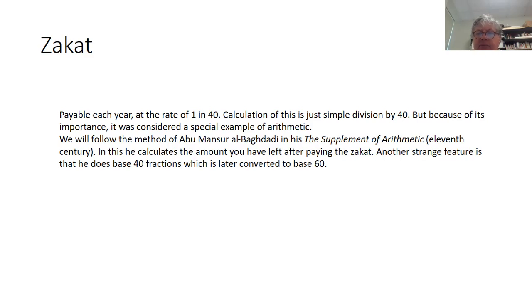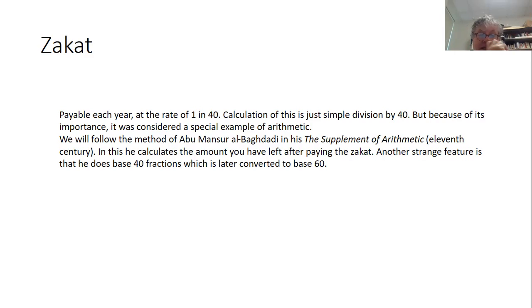So it is an example that is in all the medieval Islamic arithmetic books. It's a special case, and so they come up with special algorithms to compute this. So we're going to look at the method of Abu Mansur al-Baghdadi, writing in the 11th century. This is 100 years on from Kushyar, who remember was 100 years on from al-Khwarizmi. They're still doing the same problems, but they're just embellishing them, coming up with new ones, etc.